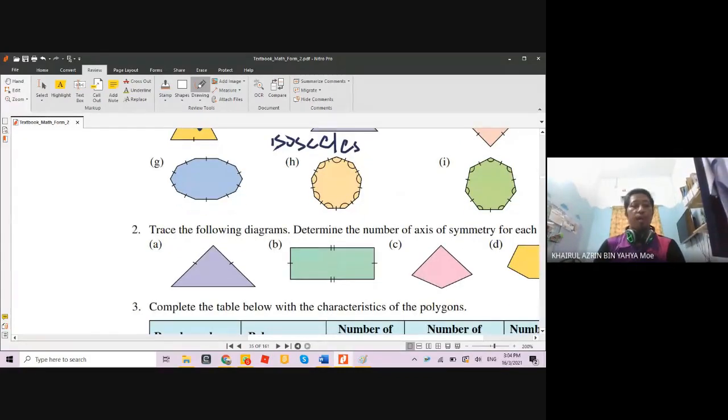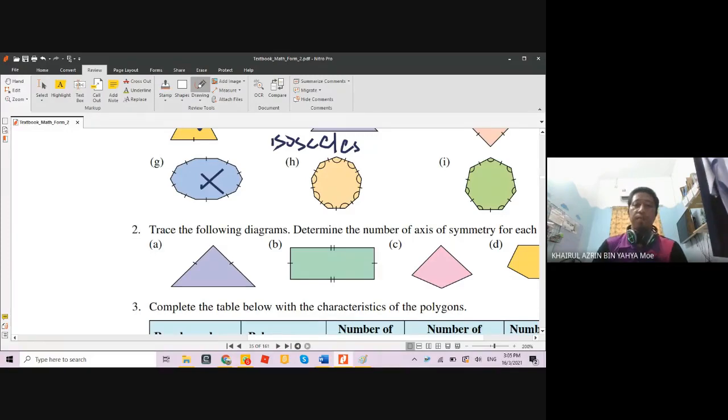Okay, G, all sides are equal in length, sama panjang. All sides are equal in length. So it is a regular polygon or not? Actually, by the definition, this is not a regular polygon. However, if you check the answer at your textbook at the back, the answer is yes, a regular polygon. But actually, by definition, this is not a regular polygon because not all the interior angles are equal based on the diagram here. Therefore, G should be irregular polygon.